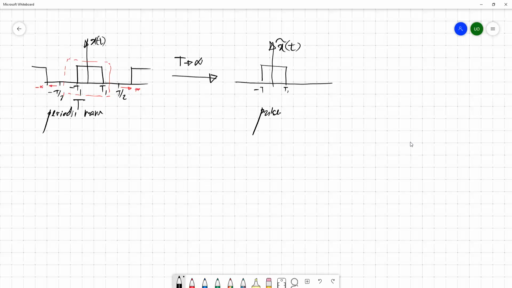Okay, so then we have these two equations; x(t) comes from this Fourier series expansion.